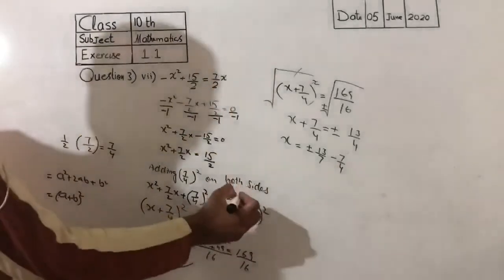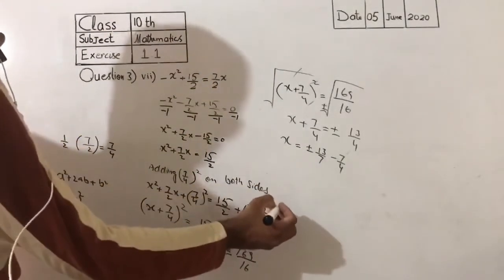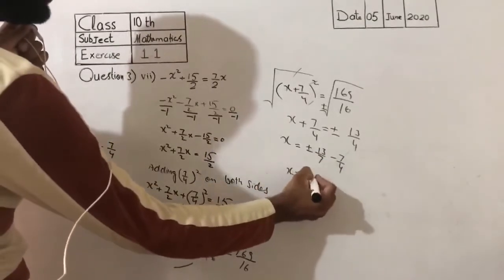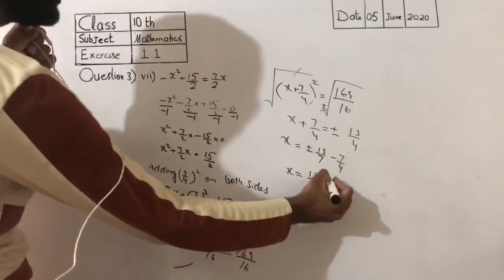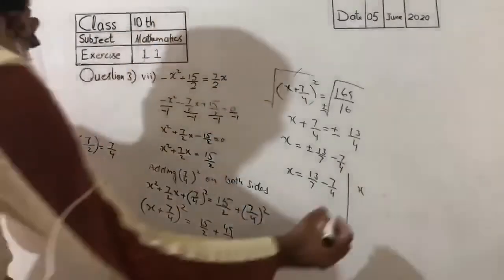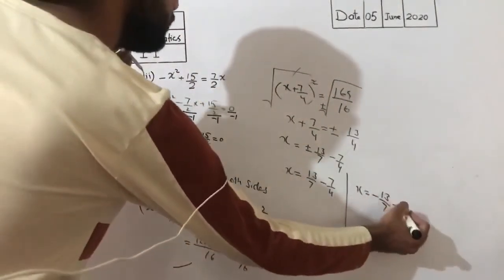Here we get two values of x. One is plus 13 over 4 minus 7 over 4 and one is minus 13 over 4 minus 7 over 4. Here we get x is equal to 13 over 4 minus 7 over 4, and here we get x is equal to minus 13 over 4 minus 7 over 4.